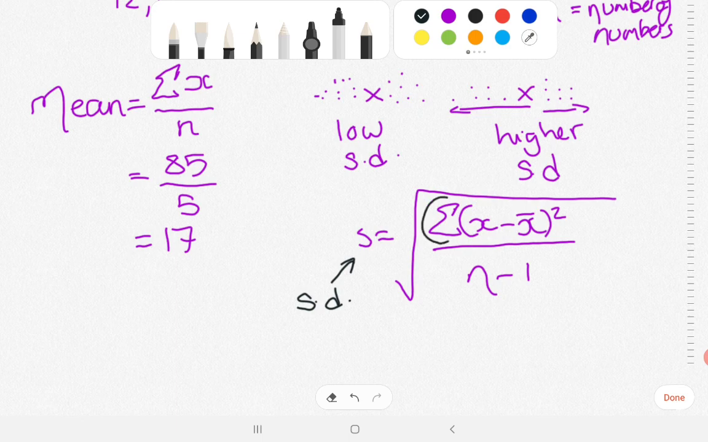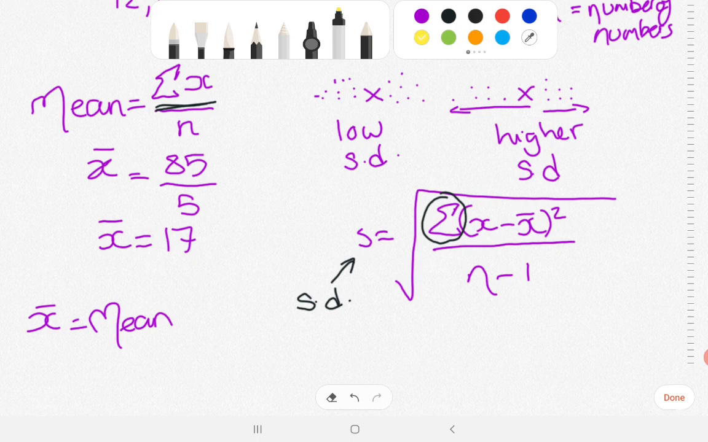Here's the sigma, so the sum of, or adding up, x, which we did when we did the mean, but then it's take away something called x bar all squared. Now, x bar, this x with a line on top, is actually the mean. So x bar is the mean. And then n we knew about from working out the mean, that was the number of numbers, so we're going to do the number of numbers, take away 1.